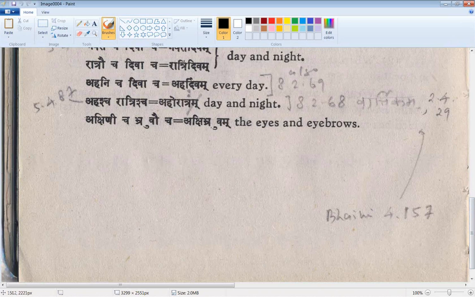The entire derivation of this compound is given in the Bhaimi Vyakhya, volume 4, page 157. So volume 4, page 157. Okay, so I'm just going to read out from there. It's going to be pretty easy for us.